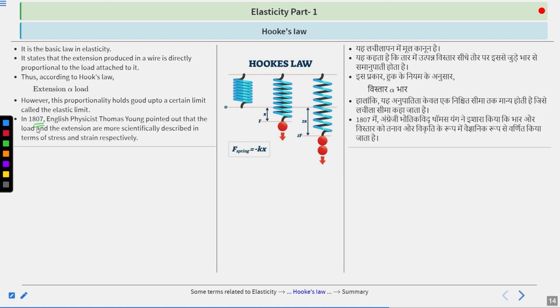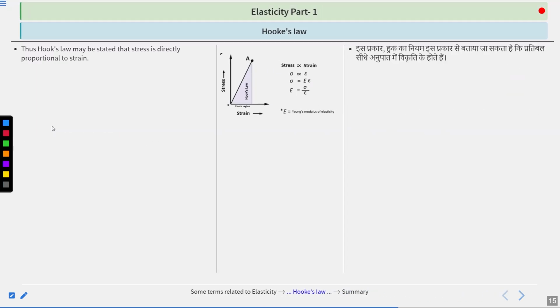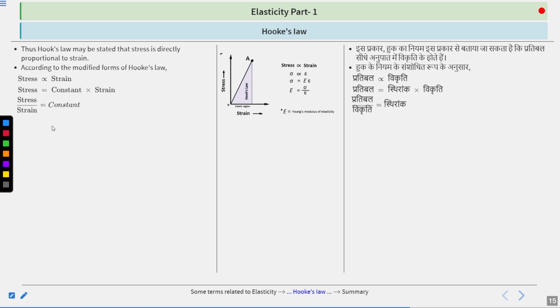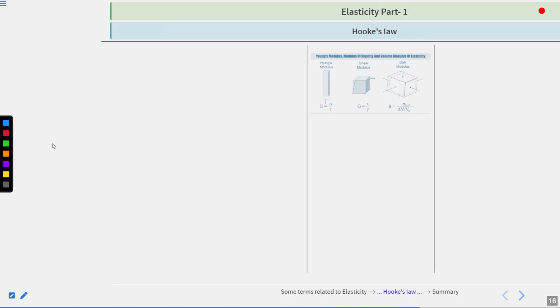It was in the year 1807 when the English physicist Thomas Young pointed out that the load and the extension are more scientifically described in terms of stress and strain, respectively. Thus, Hooke's law may be stated as: stress is directly proportional to strain. Stress equals a constant times strain, and the constant equals stress by strain. This constant of proportionality is called the modulus of elasticity or coefficient of elasticity of the material.